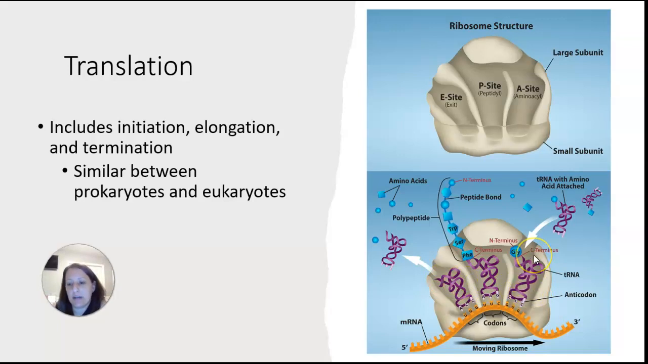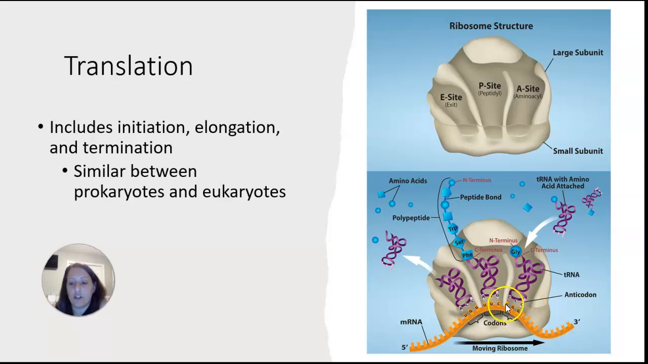So in the A site right now, the amino acid tRNA just came in. And let's look at the mRNA. The mRNA reads GGC. The anticodon on our tRNA is going to be complementary, so CCC. So we can see the complementary base pairing that's happening right here.